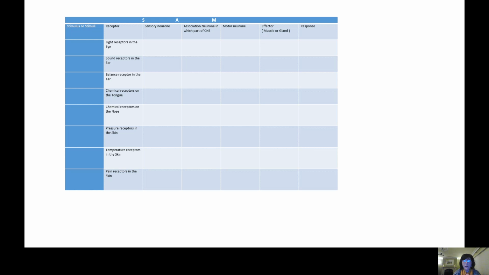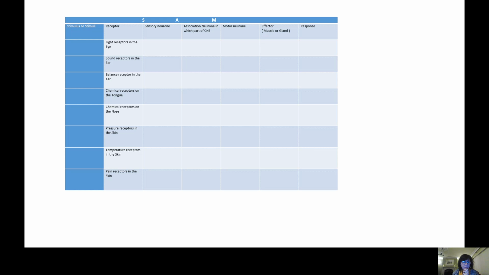So what are we writing in here? Association neuron in the spinal cord. Goes back down along a motor neuron to a muscle in your arm, and you pull your arm back. So the effector is the muscle here, your bicep, and your arm response: pull your hand away from the hot object.